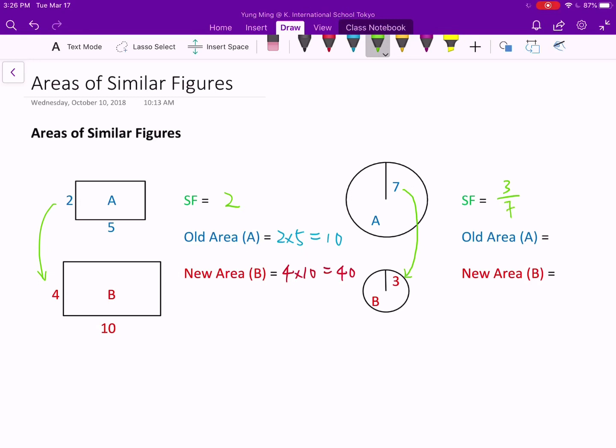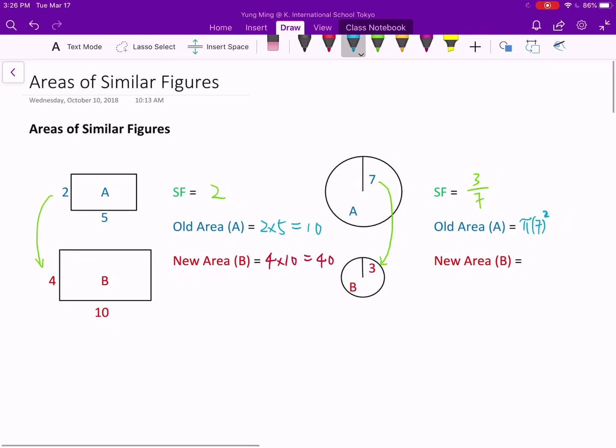The old area is going to be pi r squared. In this case, my r is 7, so pi 7 squared, I'm going to get 49 pi. The new area, we're going to have pi 3 squared. In this case, I'm going to get 9 pi.